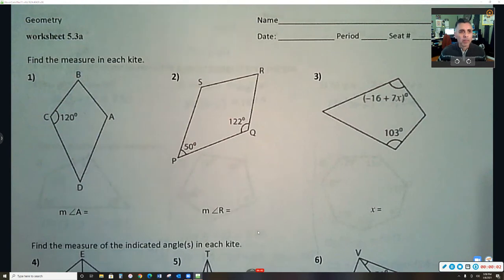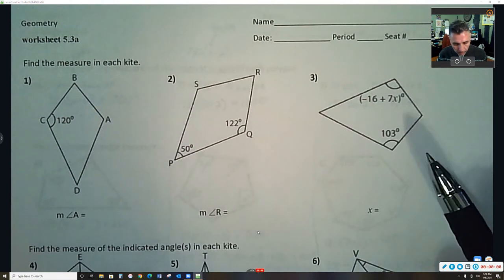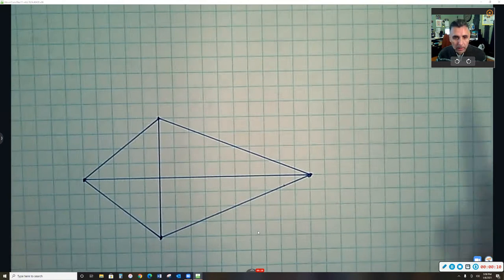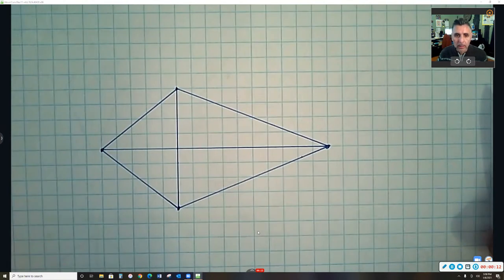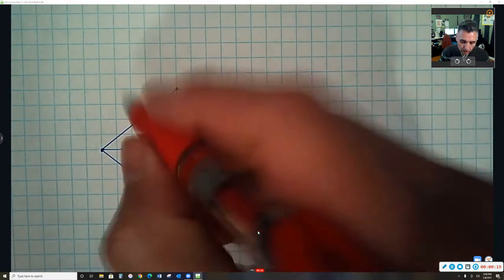Hey everybody, so here's the last worksheet, worksheet 53A, and this worksheet is about kites. And before I do that, I'm just going to go back to a kite, this kite here. There's a couple of properties that I went over in the notes. I'm just going to go over them again real quick.